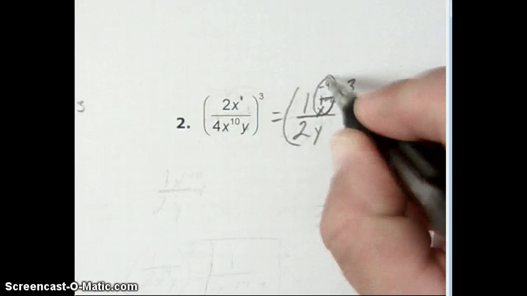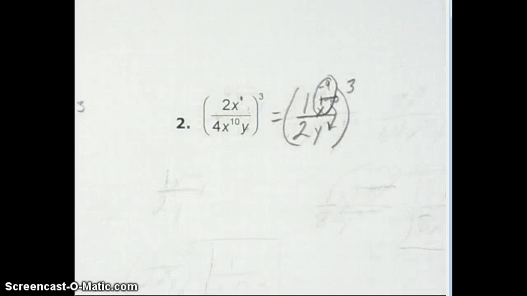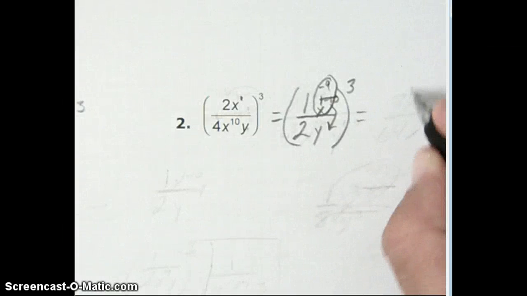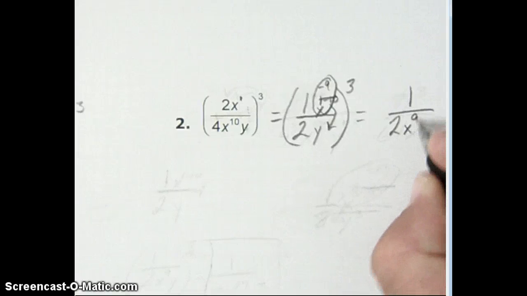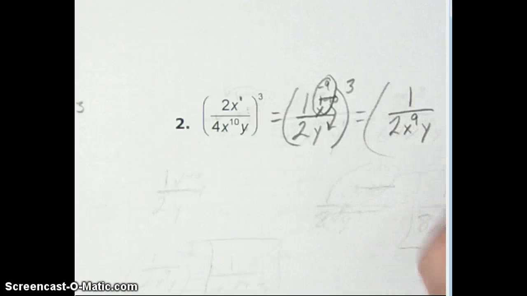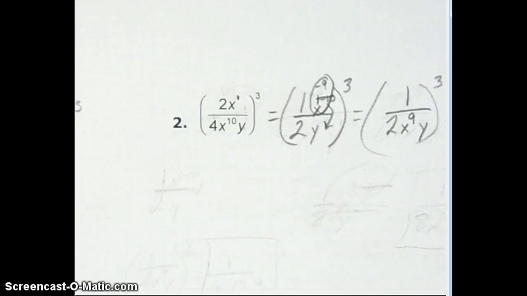That's a bad kid, a negative exponent. He needs to go down to the bottom. So let's go ahead and do that. This is going to end up being 1 over 2 x to the 9th y, all in parentheses, to the 3rd power.